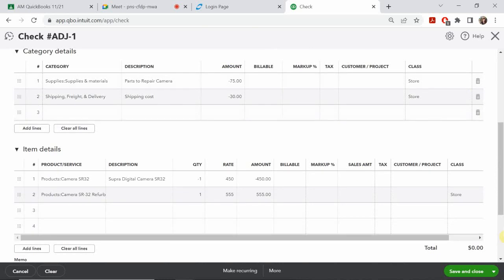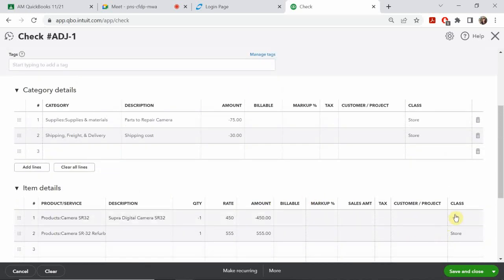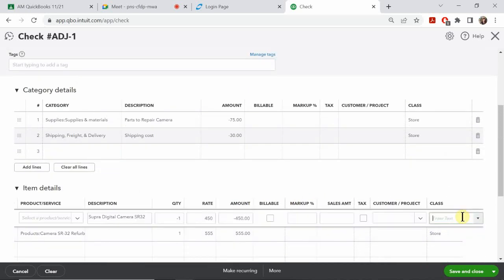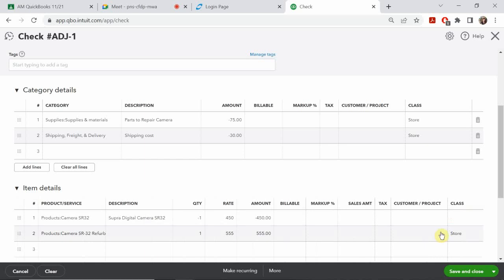We're going to add it to my refurbished camera, including the shipment for the part as well as the part itself. Okay, so the part cost me $75, and to ship that part out cost me $30. That's $100 right there, or $105, and I'm going to add that into my refurbished camera as part of fixtures. So then now that refurbished camera is $555. And I'm going to code it both to store. Okay.